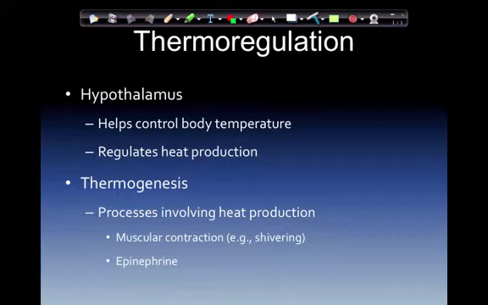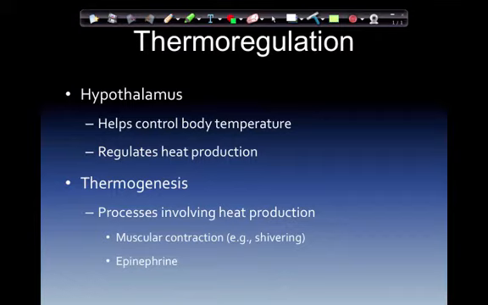Thermoregulation: the hypothalamus helps us control body temperature and regulates heat production. Thermogenesis, the process involving heat production, includes muscular contraction and shivering, which is rhythmic contractions of the muscle at a rate of about 20 contractions per second. Epinephrine, more specifically adrenaline here, controls peripheral blood flow and can reduce blood flow to the skin, and also can increase glycogen metabolism.